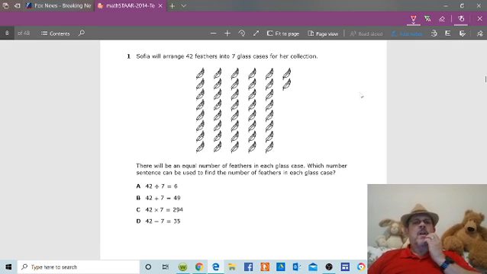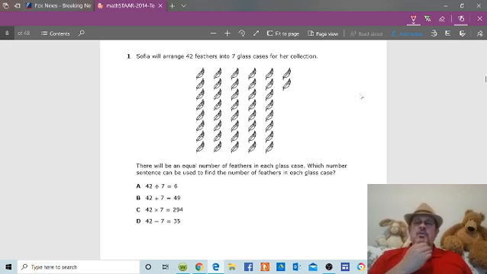All right, let's start. We're going to do a couple of problems today. Let's start on number one. This is, again, the 2014 STAAR test. Sophia will arrange 42 feathers into 7 glass cases for her collection. There will be an equal number of feathers in each glass case. Which number sentence can be used to find the number of feathers in each glass case?